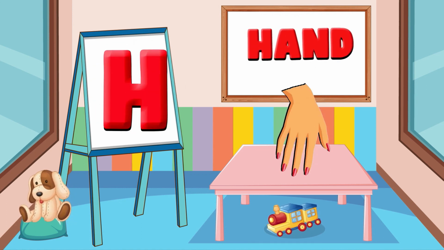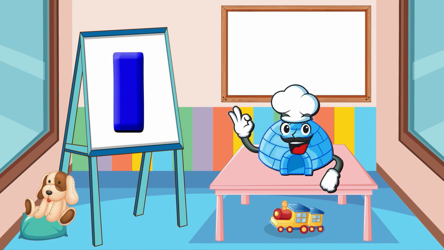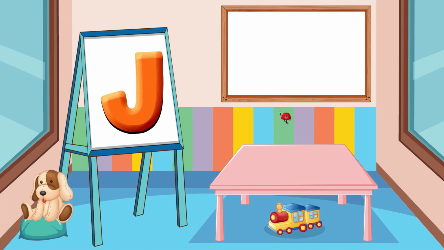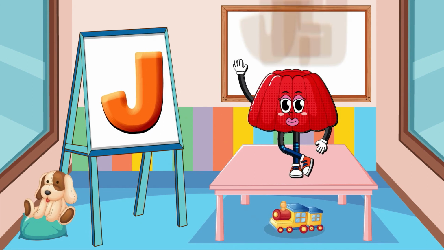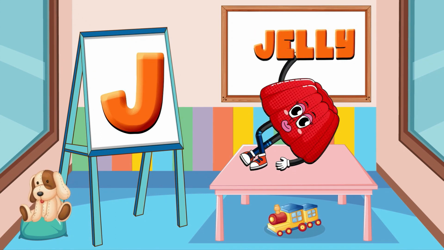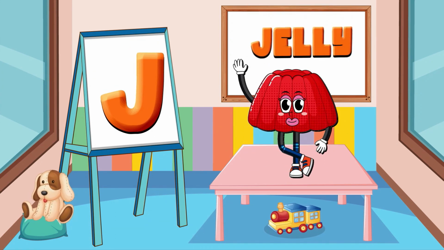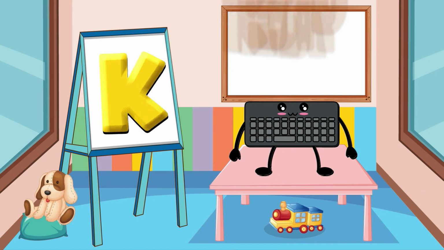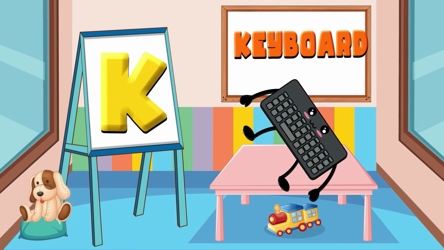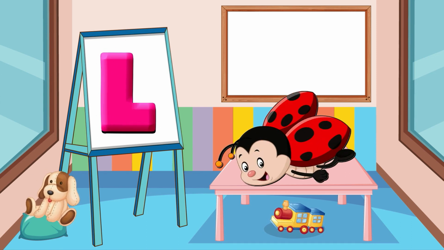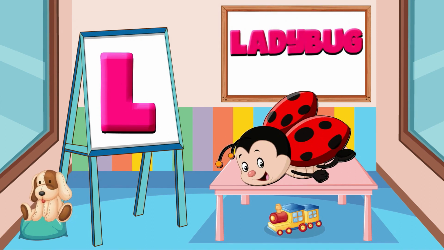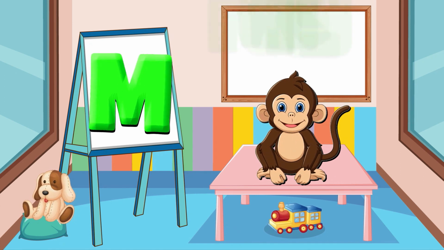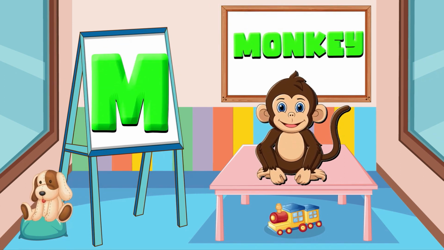I is for igloo, i, i, igloo. J is for jelly, j, j, jelly. K is for keyboard, k, k, keyboard. L is for ladybug, l, l, ladybug. M is for monkey, m, m, monkey.